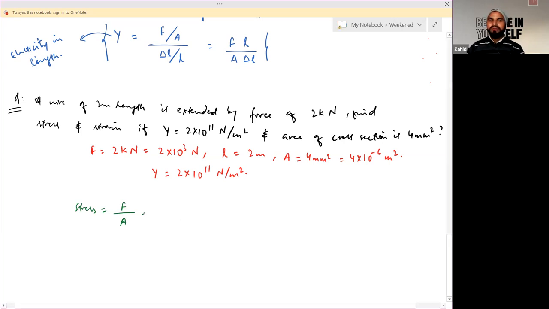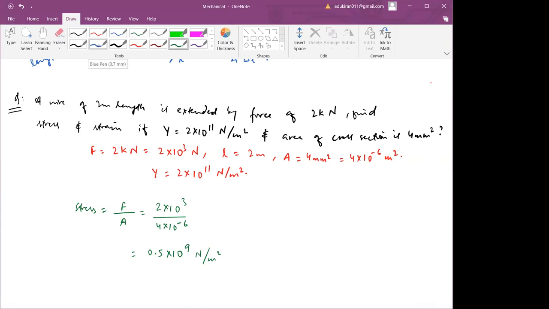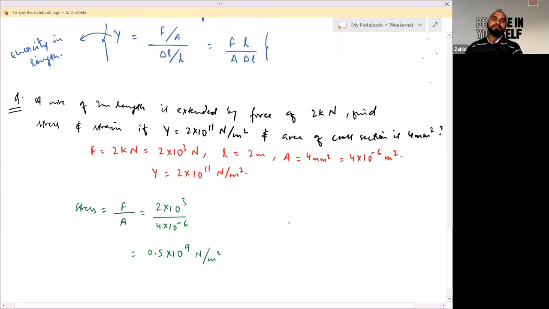To find stress, force is 2 into 10 raised power 3. Area of cross section is 4 into 10 raised power minus 6. So 2 divided by 4 will be 0.5 into 10 raised power minus 6. Moving to the numerator, it will become plus 6. So it will be 9, in Newton per meter square. Is it clear? Yes. Now, how to find strain?